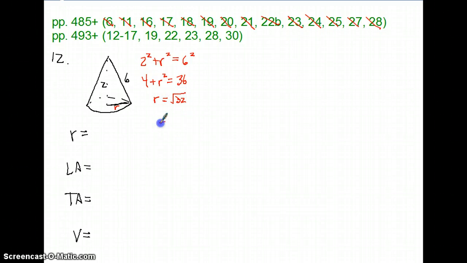And this pulls apart pretty nicely, because I can get a 16 to come out of there as a 4. It's 4 square root 2. Okay, radius is 4 square root 2. That's nice, because now I have all the ingredients I need for all this stuff. Lateral area is a half times p times L. And in circle land, p means circumference, 2 pi r, times L they gave me.